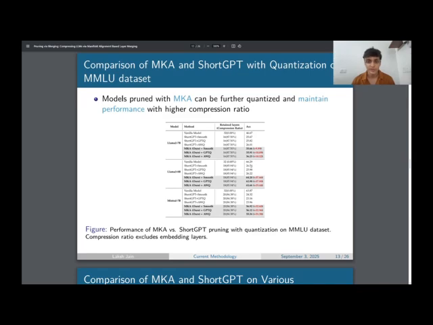You can see that we have very high compression ratios, right? Using ShortGPT and MKA, we're able to achieve the same compression ratio, but we're able to preserve a lot of the accuracy. You can see that in the case of Llama and Mistral, we're able to achieve very similar accuracies as compared to the vanilla model. So this is actually very efficient in terms of memory.